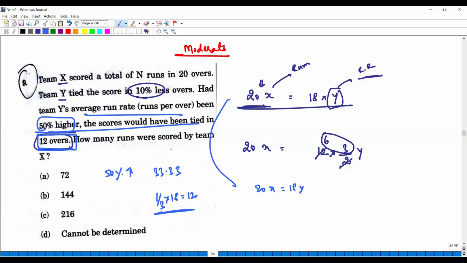Okay, how many runs were scored by team X? Just because we have 20X is equal to 18Y, which is 10X is equal to 9Y, you can't exactly say how many runs X scored and how many runs Y scored. There are different scores possible by X and Y. So the answer is cannot be determined with the given information.